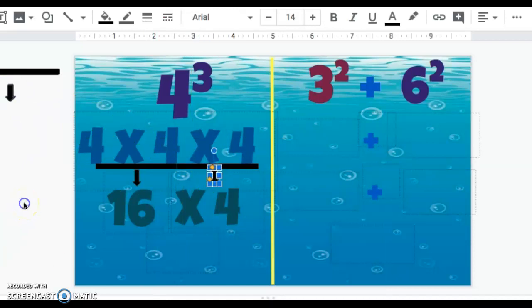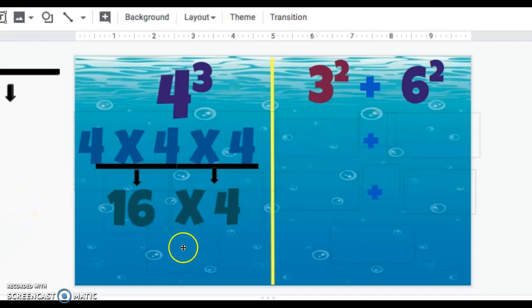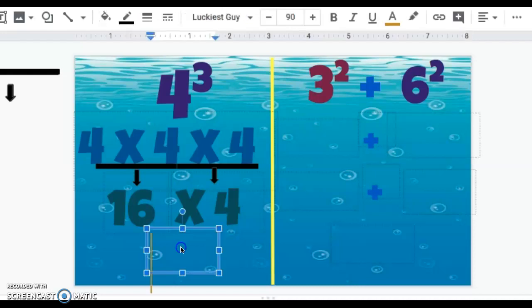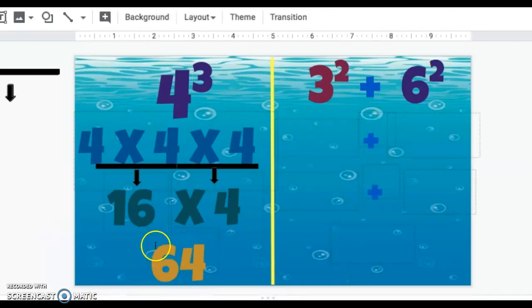So now that you have 16 times 4 written down, on your scrap piece of paper off to the side, you're going to do 16 times 4. You would start off by doing 6 times 4, which is 24, and then 4 times 1, which is 4, plus that 2 you brought up, you can't forget about it, which would give you 6. So your answer is actually going to be 64. So this is an evaluation of an exponent. Okay, that's one way you could do it.